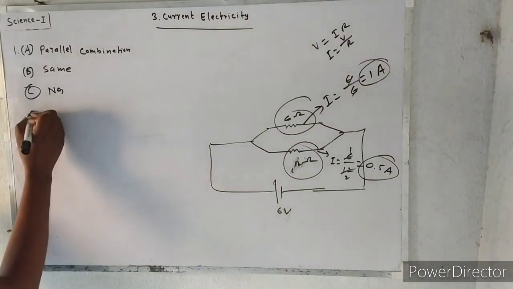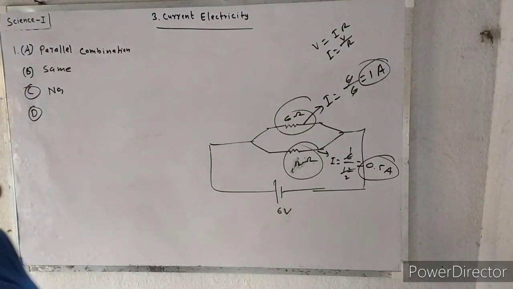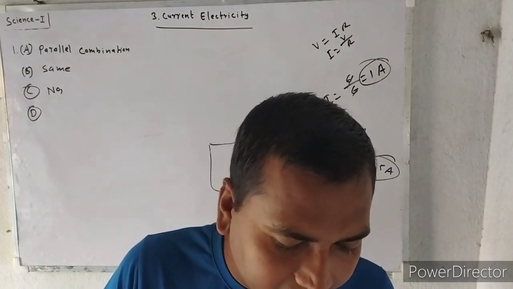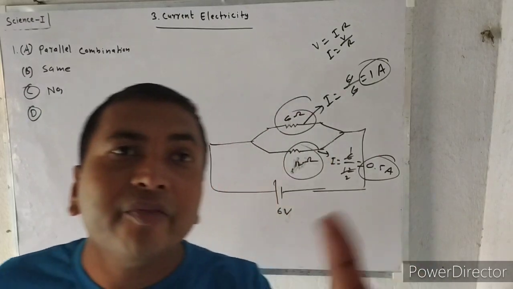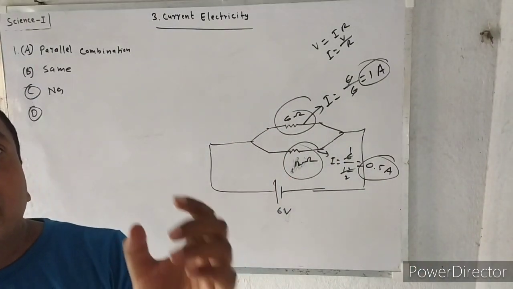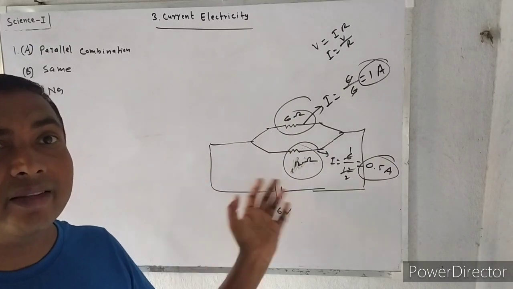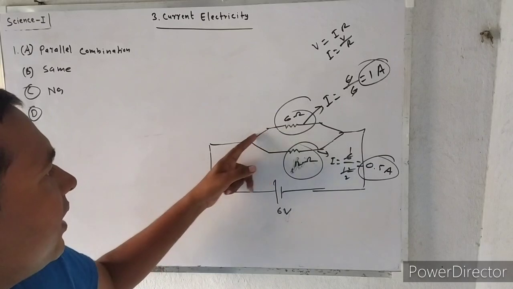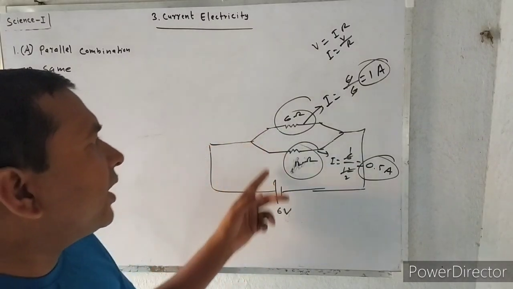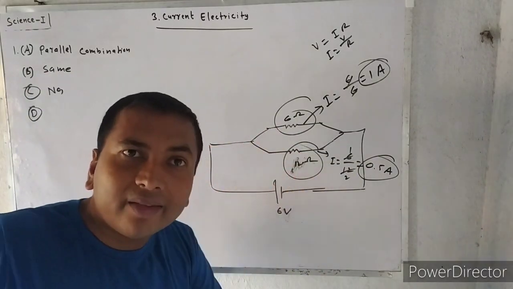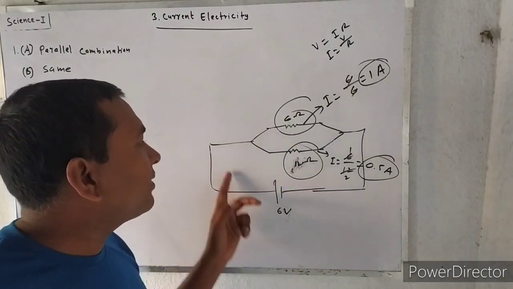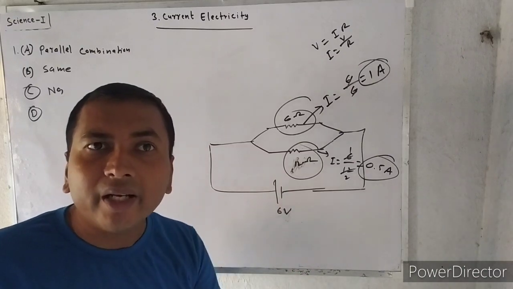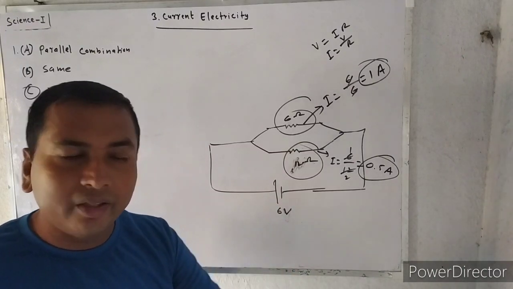D. Why are the domestic appliances connected in this way? It means why we connect appliances in parallel. The reason is so that potential difference will be the same. Because if we connect home appliances in parallel, potential difference remains the same or constant. That's why we connect appliances in parallel combination.